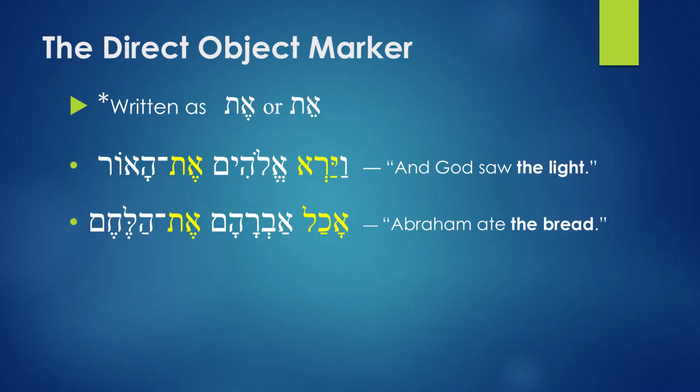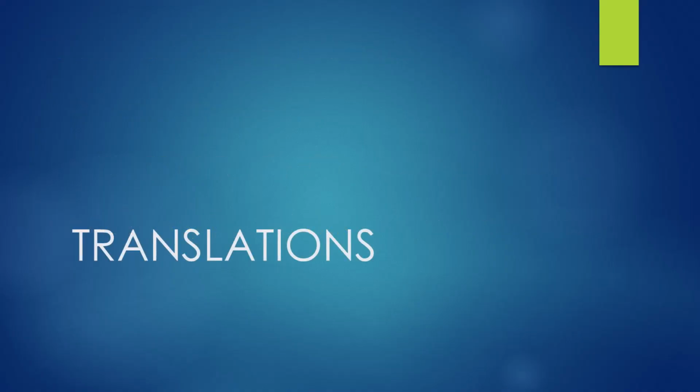He ate Abraham, ate halechem. Et is telling you what is being eaten. Halechem, the bread. Lechem means bread. So he ate Abraham the bread, which simply means Abraham ate the bread. That is very important in learning to translate. You need to understand how Hebrew works. Hebrew works like this: verb, subject, object. Verb, then the one doing the action, then the one receiving the action. That's how it works.